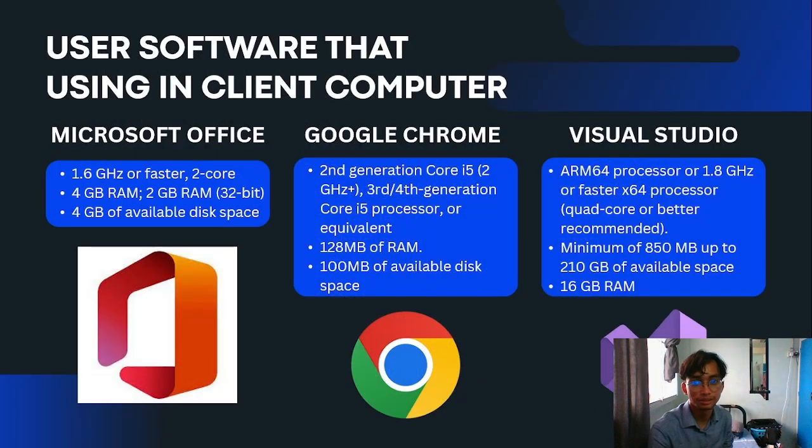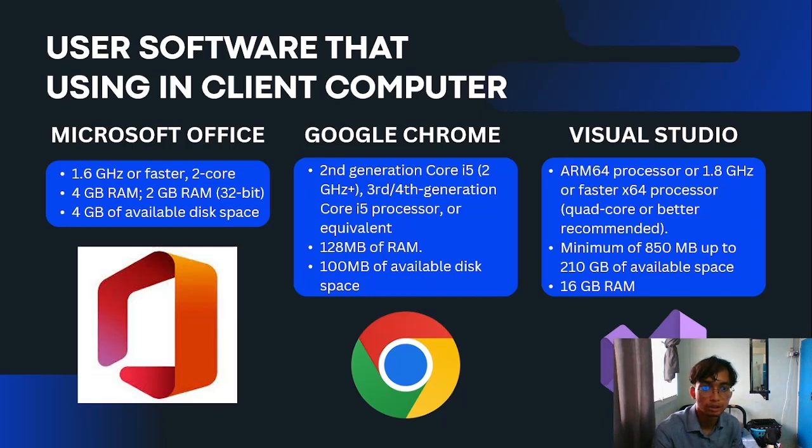Okay, so I'll be presenting the user software that we're using in client computers. First of all, we have Microsoft Office, which requires a 1.6 GHz or faster processor, 2 cores, 4 GB RAM or 2 GB RAM for 32-bit, and 4 GB of available disk space. We also put Google Chrome. The specs are a second gen Core i5 2 GHz plus, or a third or fourth gen Core i5 processor or equivalent, 128 MB of RAM and 100 MB of available disk space.